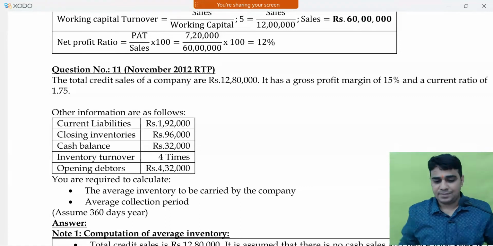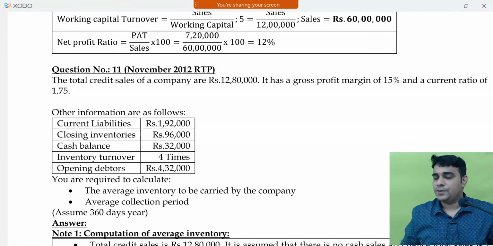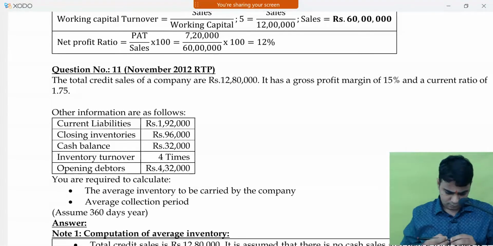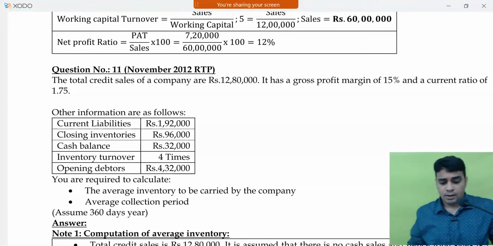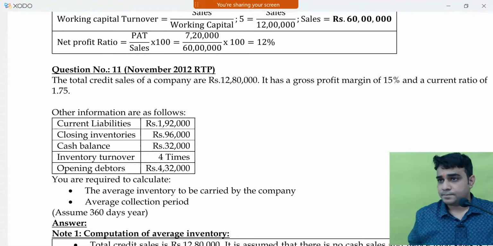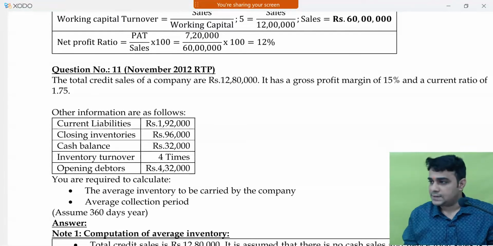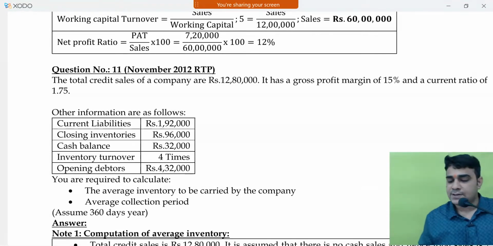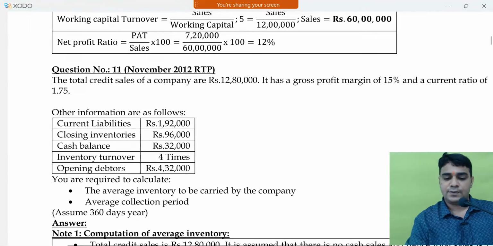This question has some data of average inventory, so there's some opening data and closing data, and we'll have to give effect to that as well. How will you get to average inventory? I want participation. COGS is 85% of sales, and my assumption is credit sales is equal to total sales. I don't have data on cash sales in the question. So 85% of 12 lakh 80. Can you tell me what is the average inventory?